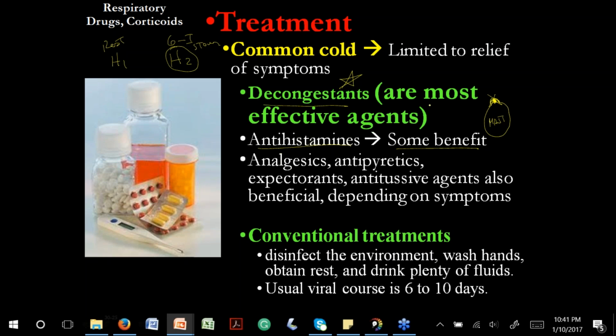Okay, so other ones are going to be analgesics. You have headaches, right? Antipyretics, for the fever that is actually caused by the virus. The virus does not produce a high temperature, but still fever. Expectorants, antitussive agents. When are we going to use antitussives and expectorants, okay? The expectorant is going to be guaifenesin, and the antitussive blocks the coughing, right?